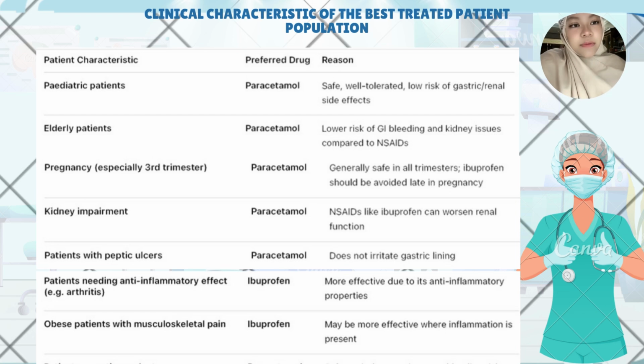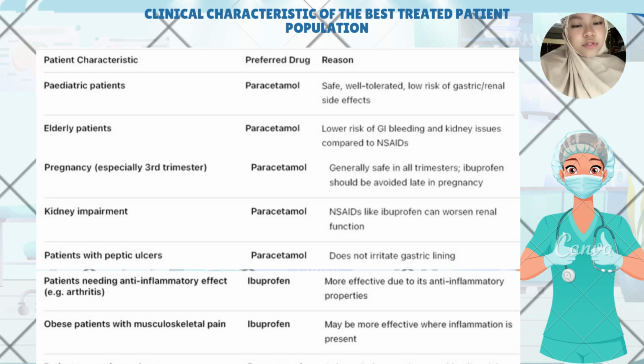So for pediatric patients, preferred drug is paracetamol. It is because paracetamol is much safer, well tolerated, with low risk of gastric or renal side effects. Second, we have elderly patients, for which the preferred drug is paracetamol. It is because elderly patients who take paracetamol have lower risk of GI bleeding and kidney issues compared to NSAIDs.